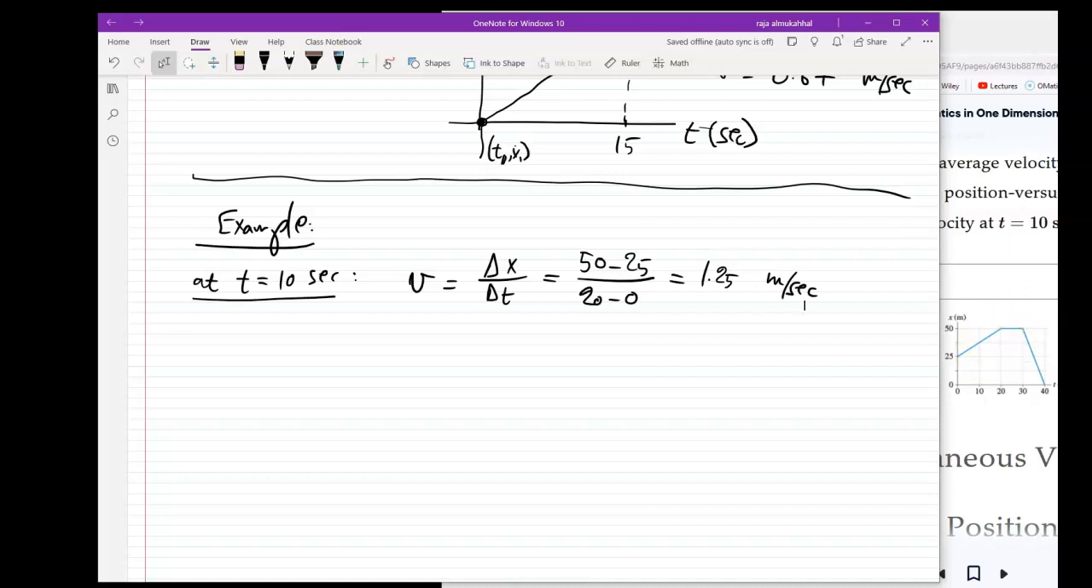All right. Now, the next question, he said, what about at the 25-second time? So we have here at t equals 25 seconds.